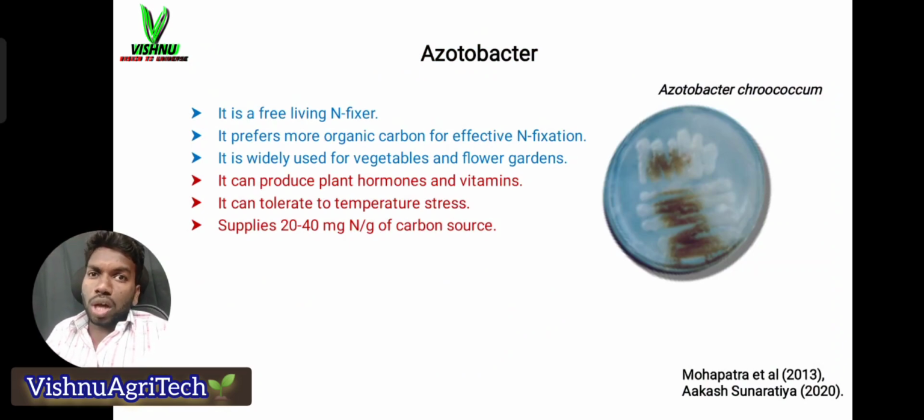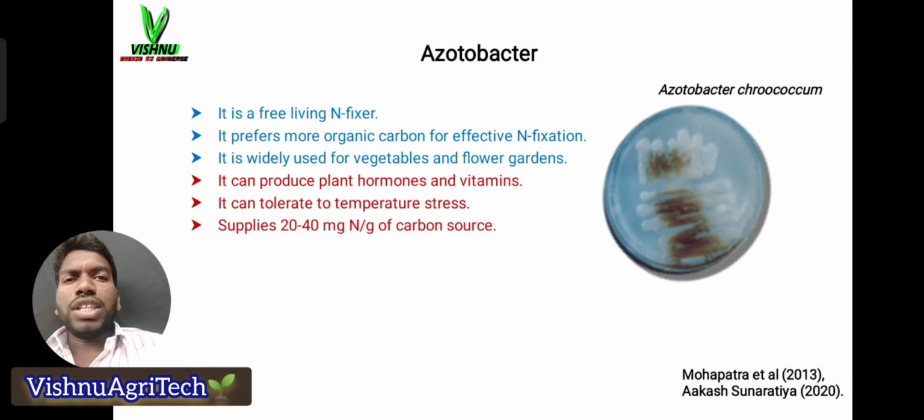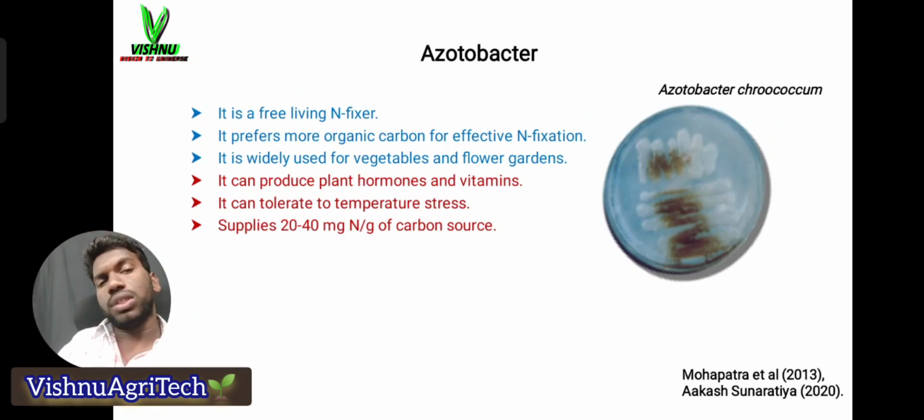Azotobacter. It is a free-living nitrogen fixer. It prefers more organic carbon for effective nitrogen fixation. It is widely used for vegetables and flower gardens. It can produce plant hormones and also helps with temperature stresses. It supplies 20 to 40 mg nitrogen per gram of carbon source.